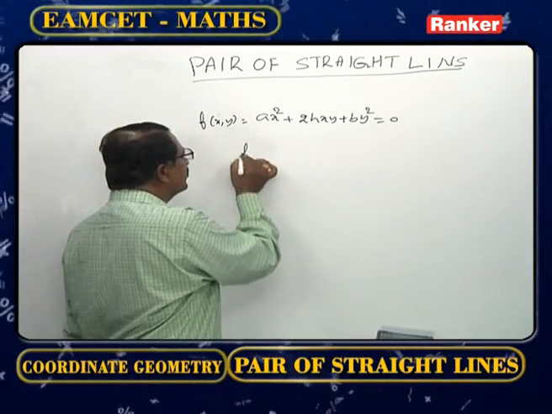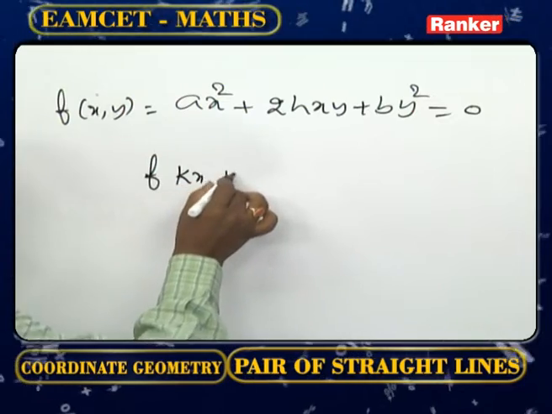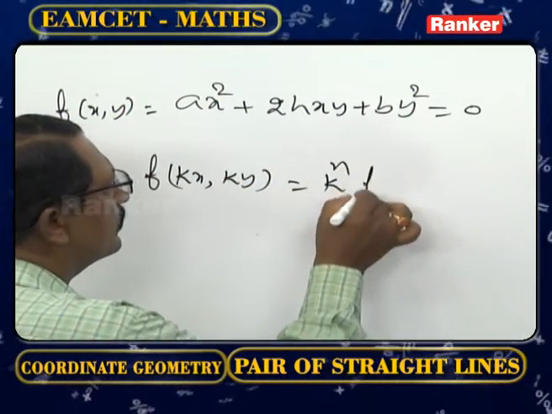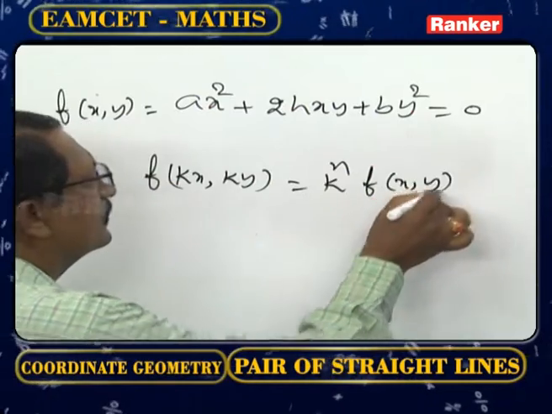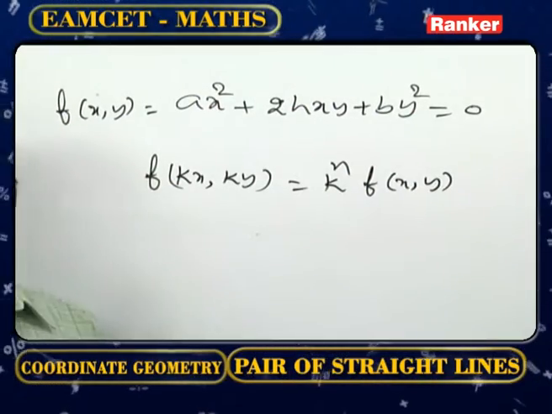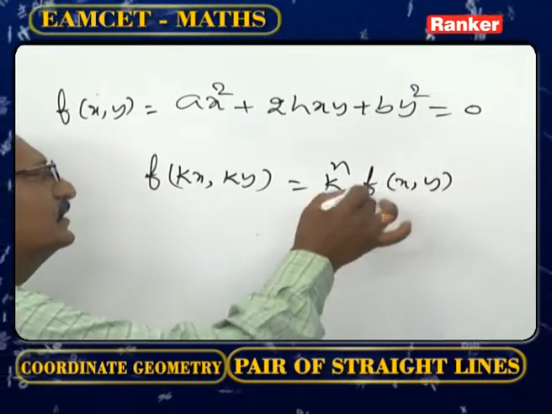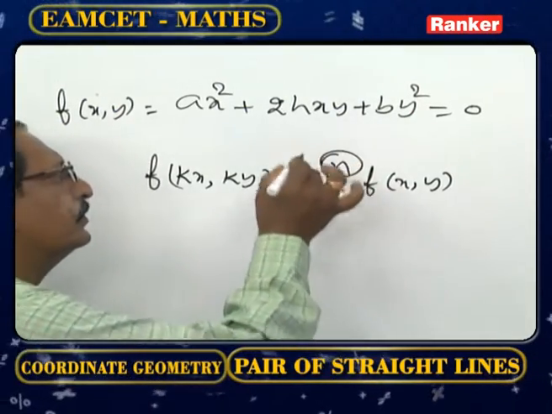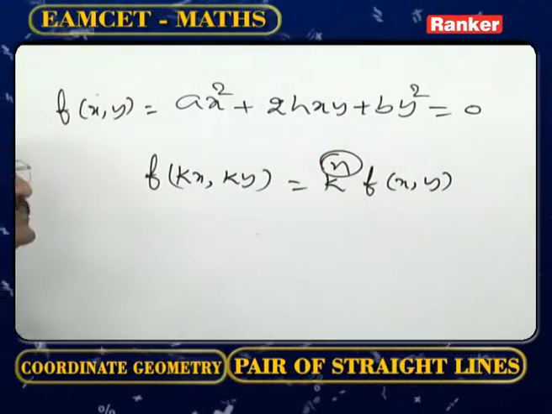Now suppose f of kx comma ky equals k to the power of n into f of x comma y. Then f of x comma y is said to be an nth degree homogeneous equation in terms of x and y.